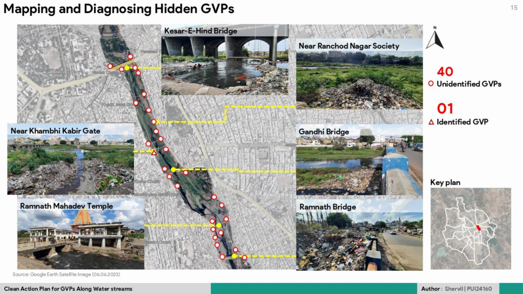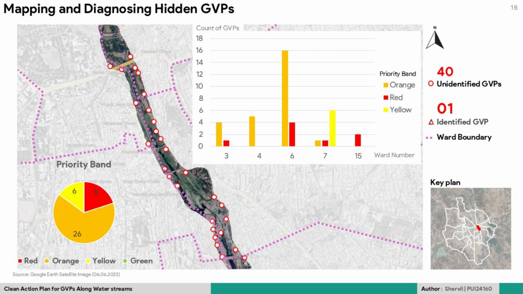Using the toolkit and field validation, 40 hidden GVPs were identified across the stretch, many created due to bin removal, access gaps, and timing mismatch in waste collection. The graph shows wards 6 and 7 as the most affected, dominated by orange and red priority GVPs, indicating high recurrence and high health and blockage risks.